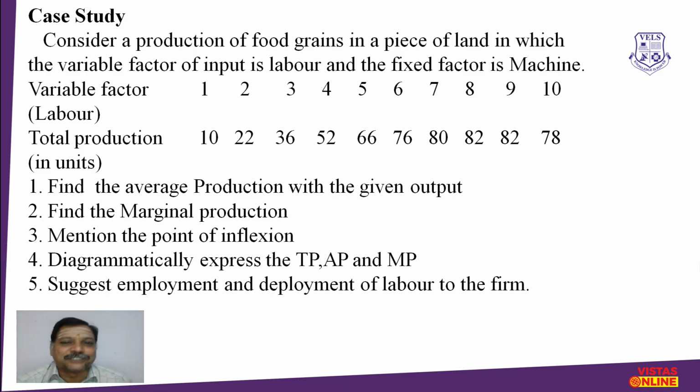With the given information, they are asking us to find the average production. First, we have to find the average production. Then the second question is find the marginal production. And the third question is mention the point of inflection. We have to calculate the point of inflection. And the fourth question is diagrammatically express the total production, average production and marginal production. And the last one is they are asking a suggestion on when we have to deploy the laborers. So we will solve this particular case study.